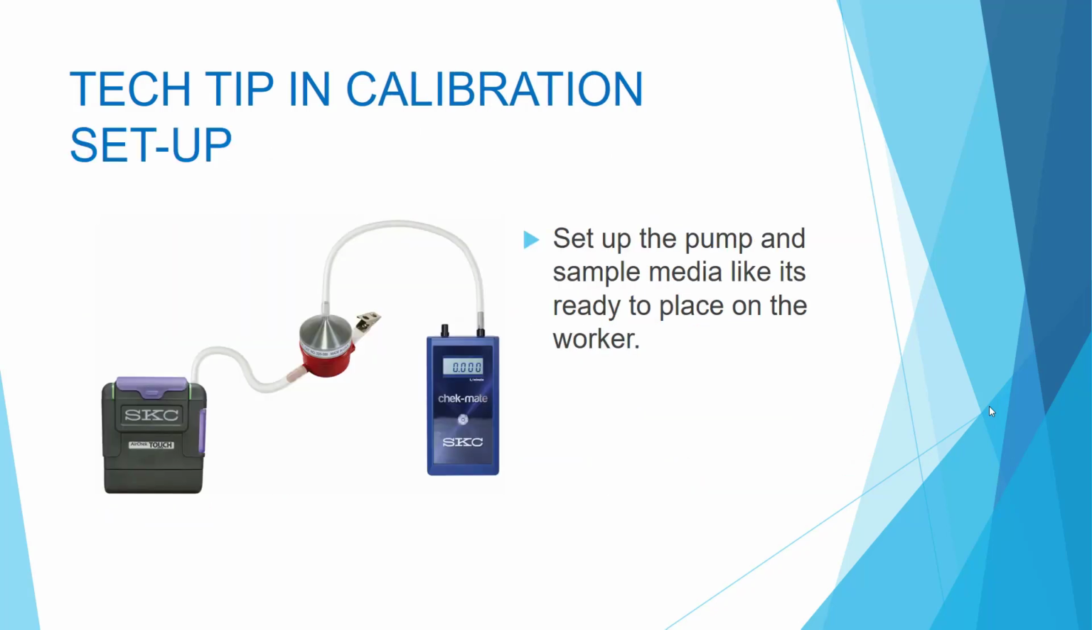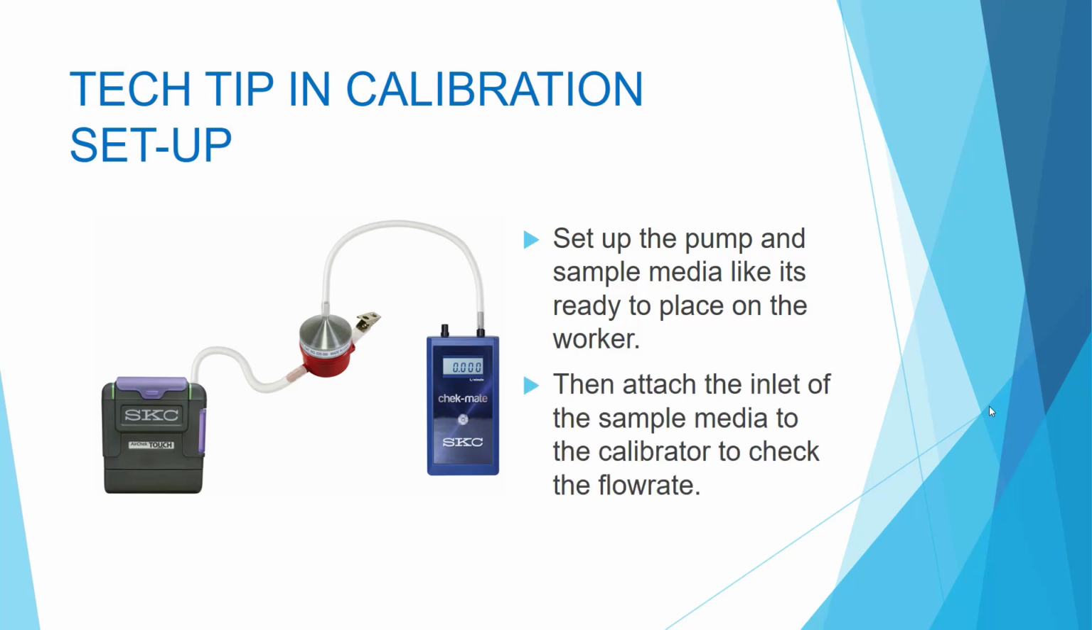Again, if you are new to air sampling, it's easy to get confused on what goes where when calibrating your pumps with the sample collection media in line. So here's a helpful tip. Set up the pump and sample media like they're ready to be placed onto the worker. Then attach the inlet of the sample media to the calibrator to check the flow rate.